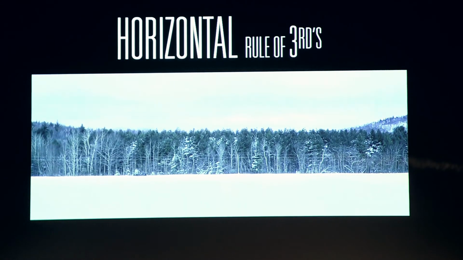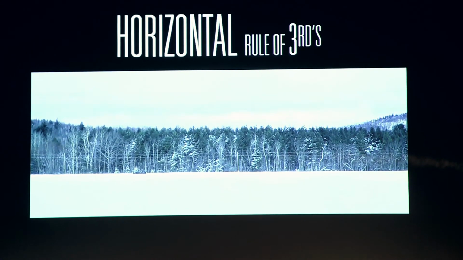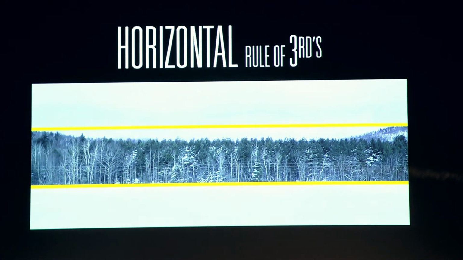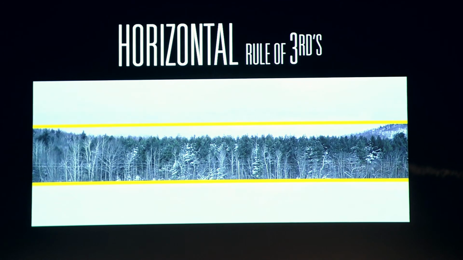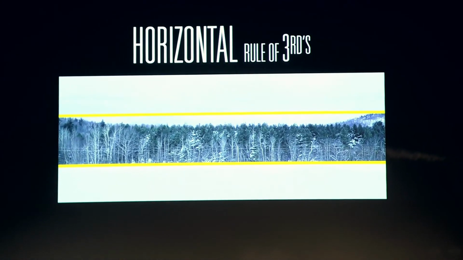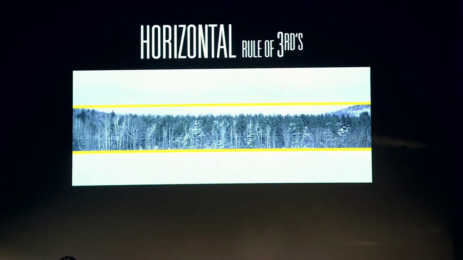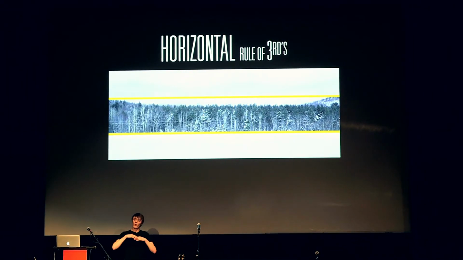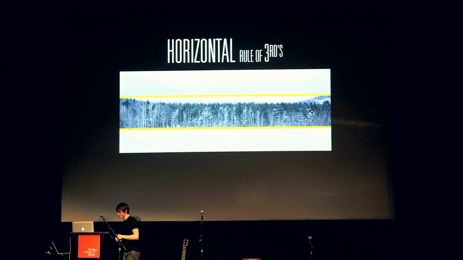And then here's a horizontal rule of thirds. This one just happened to work out that not only the horizon, but the trees also ended up being part of the rule of thirds. That doesn't happen often. I didn't realize that until I started making it. But you typically want to aim to have your horizon be on one of those divider lines.